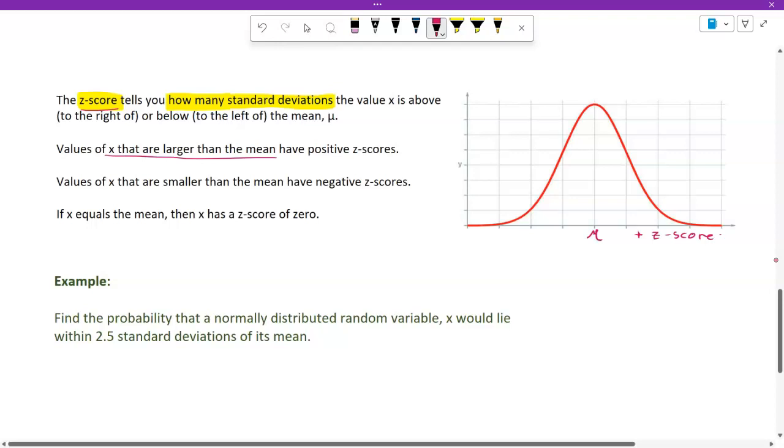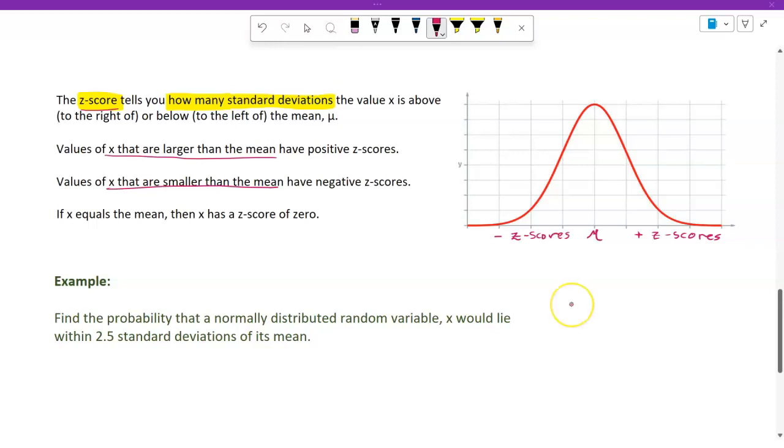And then if we have values of x that are smaller than the mean, or they fall to the left of the mean on that number line, they're going to have negative z-score values. And then, of course, if x equals the mean, then its z-score would equal 0. Just like a real number line.